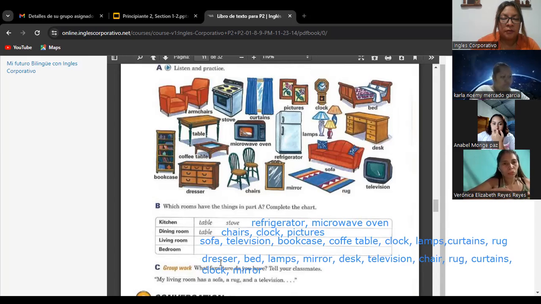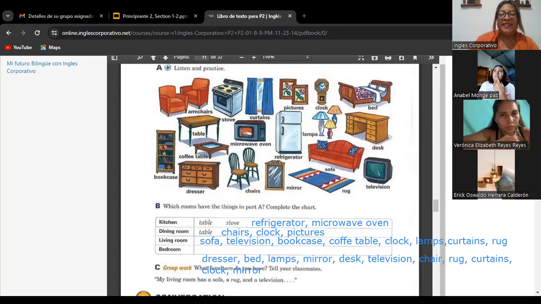Okay, questions about this part? I think it's easy. So you have to practice. You have to practice, but pronunciation, microwave. Probably this is the most difficult. Microwave. Microwave oven. Refrigerator. Okay. Rug. Television. Okay. No pusimos los armchairs en ningún lado. But the armchairs correspond to the living room. Living room. Yes, in the living room. Okay.